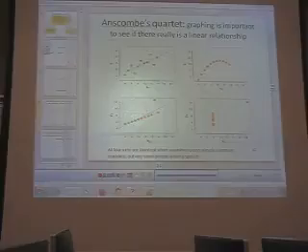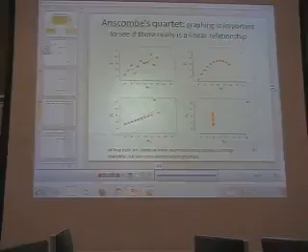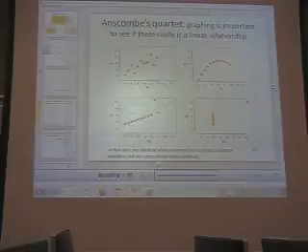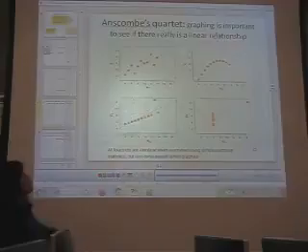So the 2 things you would use would be the same correlation coefficient R, and they have the same linear regression line. So y equals mx plus b. They have the same y equals a plus bx.